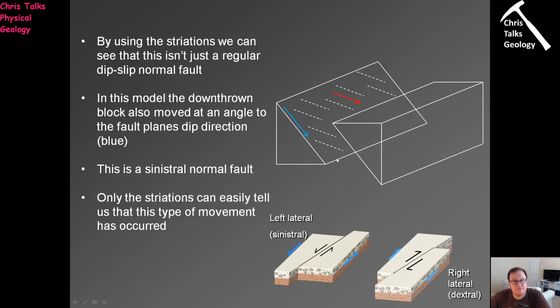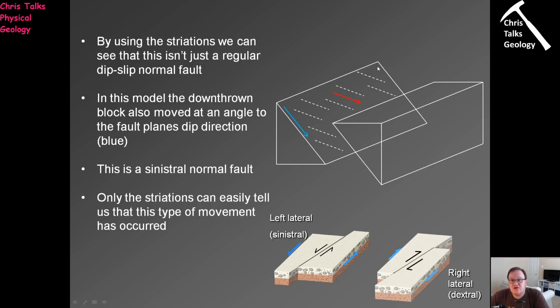blue arrow. However, in a lot of cases, the piece of rock in the hanging wall block does not drop straight down. Yes, it will drop down, but it will also move sideways. There'll be a bit of lateral movement at the same time. This is not uncommon. It's very, very common, in fact. So this is where the fault striations come in.